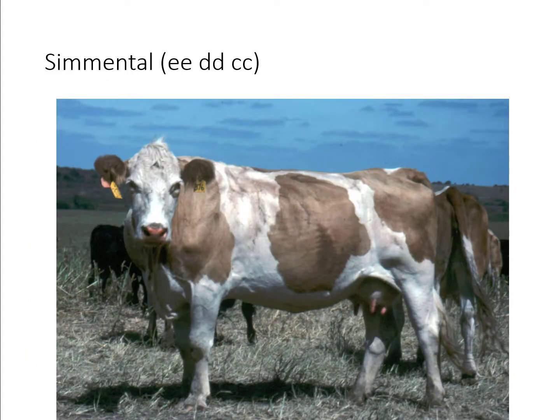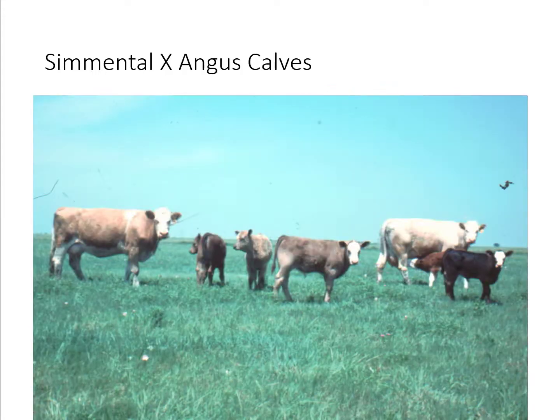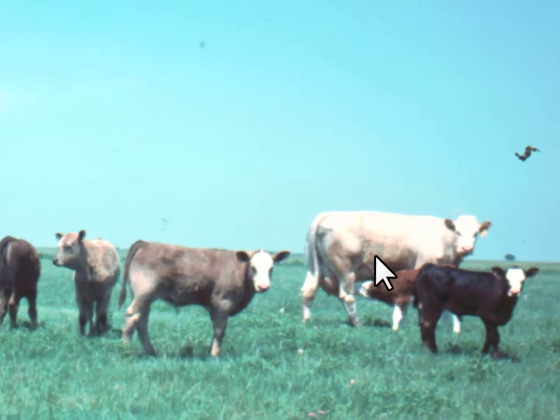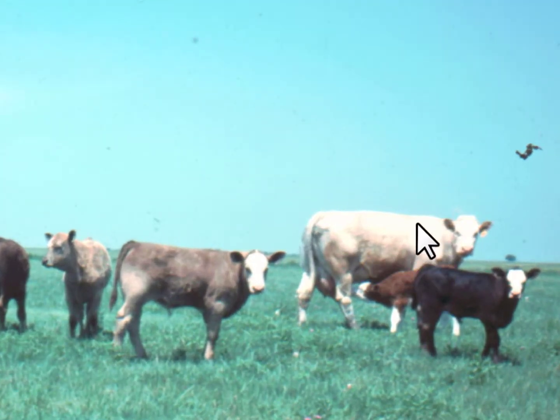So the next type of dilution we'll talk about is the Simmental type. So here we have little e, two little d's, and then we have little c. So for our Simmentals, the little c is what gives us the dilution. So here we see some Simmental and Angus calves. This cow here would have the dilution locus, so we see that lighter tan color. Its calf would not, so it would have big C's.